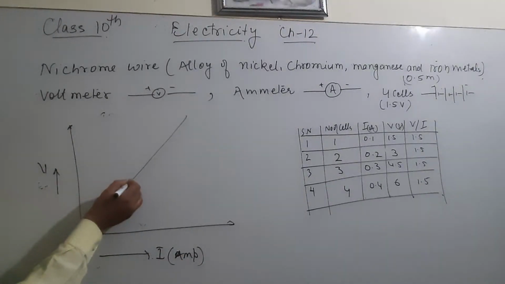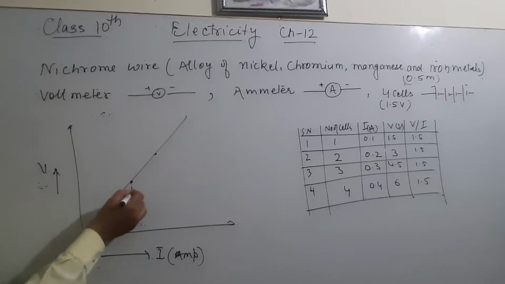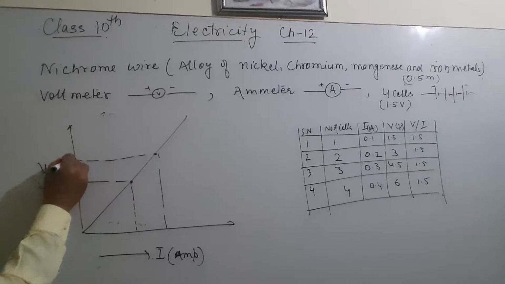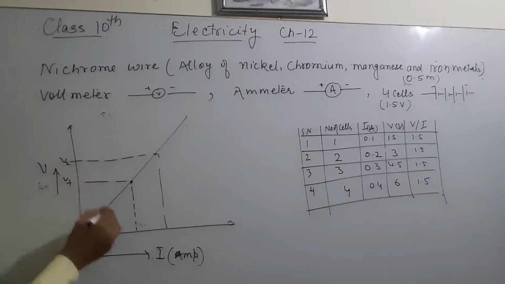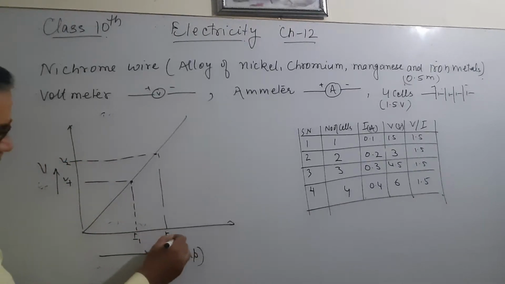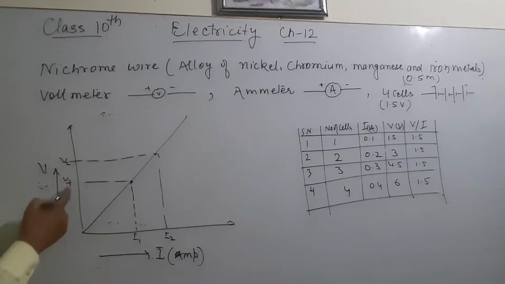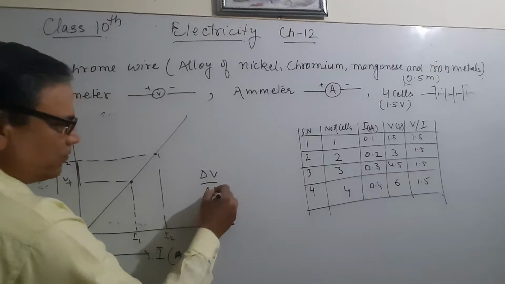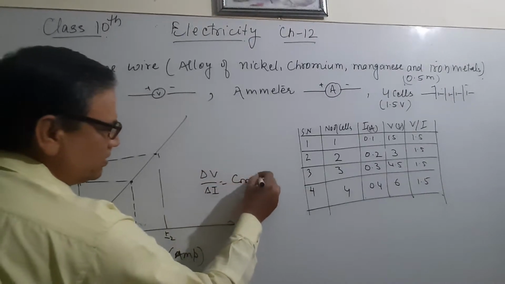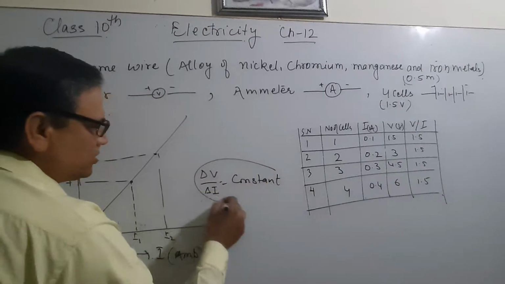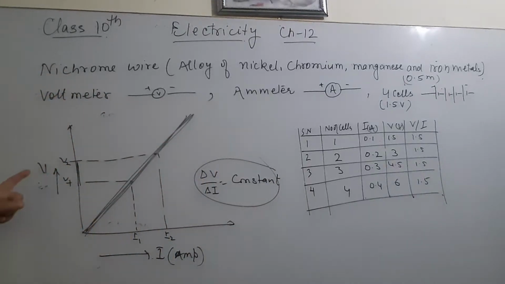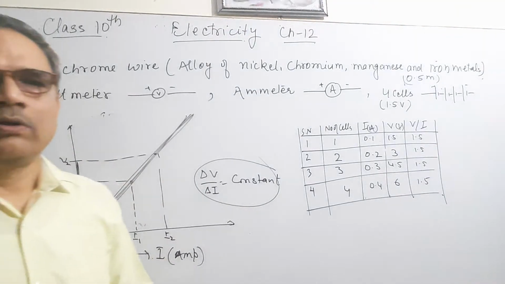If we take any point, we can calculate the values here. This is V2 and this is V1, this is I1, this is I2. He developed the relationship between the change in the potential difference and the change in the current, which is always constant. It means if the graph is a straight slope between potential difference and current, it obeys Ohm's law.